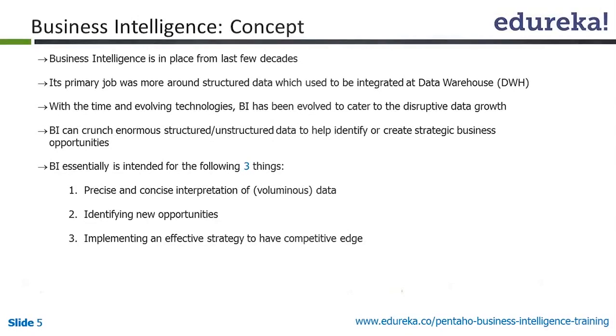BI is essentially intended for the following three things: precise and concise interpretation of data, identifying new opportunities, and implementing an effective strategy to have a competitive edge. You can have concise information of the analysis through reports, and any volume of data can be interpreted. As BI can handle huge volumes of data, it allows for easy interpretation of data, helps in identifying new opportunities, and implementing an effective strategy can provide competitive market advantage.